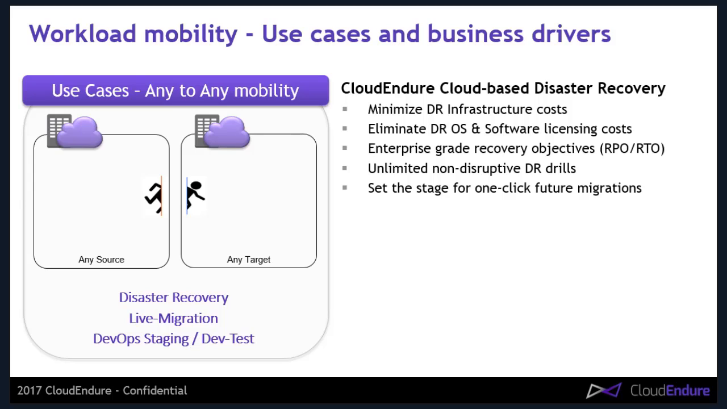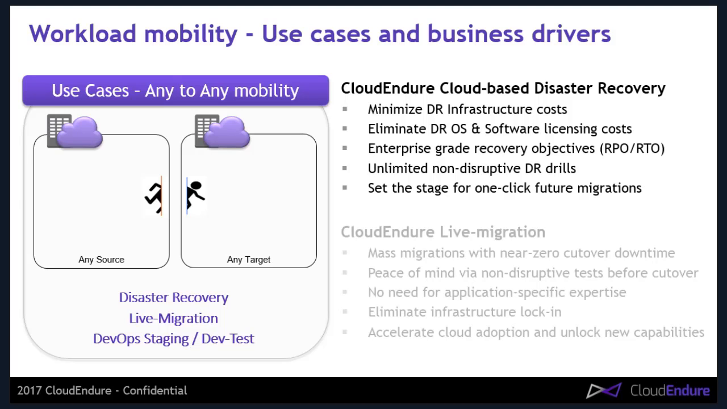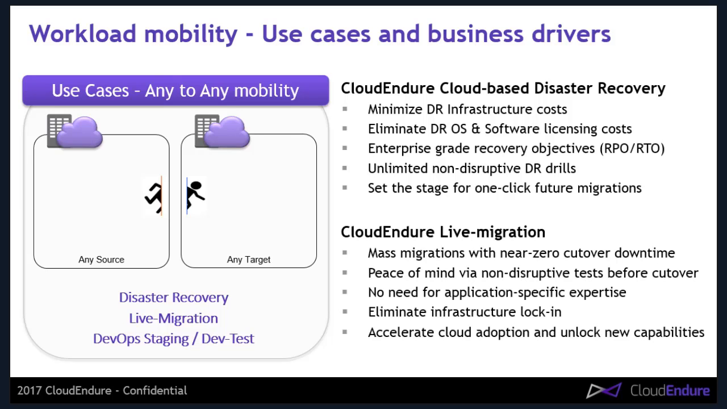Because once you've had a DR solution set up, some customers are simply not ready to move to the cloud just yet, but they definitely want to reduce their business continuity costs. Once you set up the solution with CloudEndure, you're literally one click away from finalizing your migration into the cloud whenever the customer is ready. And that brings me to the next use case, which is live migration.